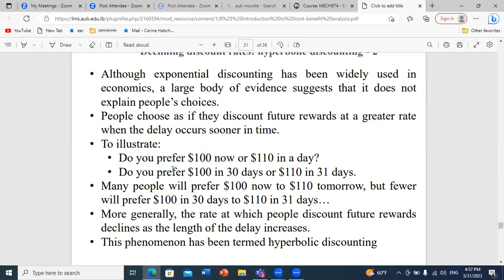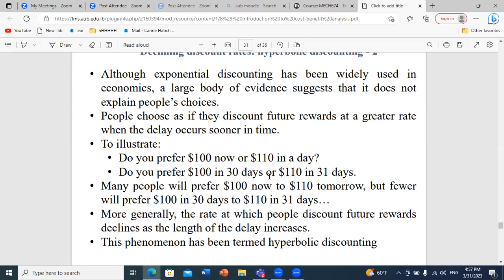But if you ask them, do you prefer $100 in 30 days or $110 in 31 days? Then 1 day will not have a big influence if you talk about 30 days. So maybe they will tell you, okay, it's better to take $110 in 31 days, because the variation, which is 1 day, is really small compared to the future time, because after 30 days we are talking, so 1 day is not making such a difference, while if we talk about now, 1 day will make a difference.